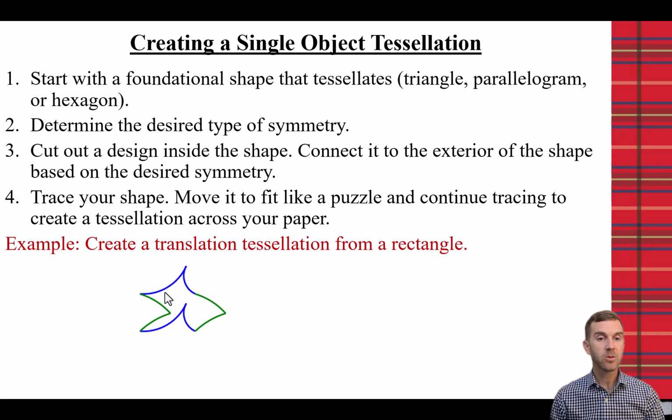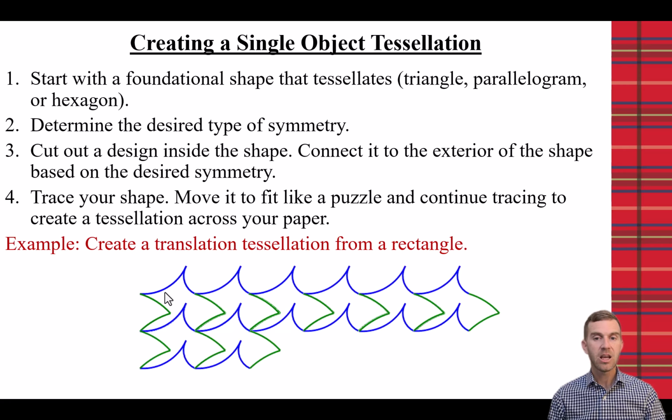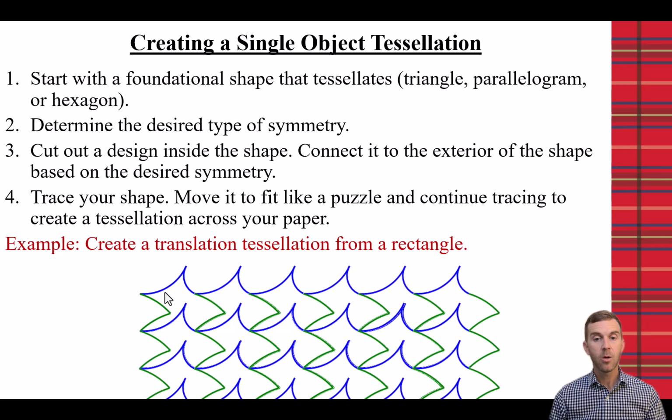But once I have my translation created, I can now trace this and shift it left to right and then up to down. And you can see they always come together again with no gaps or overlaps. And now I have a translation tessellation on my screen.